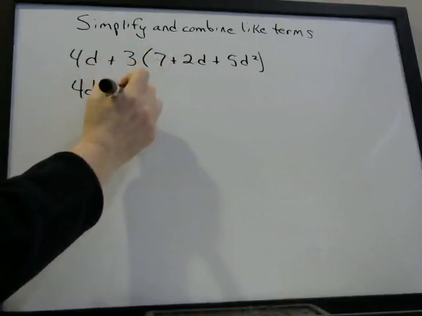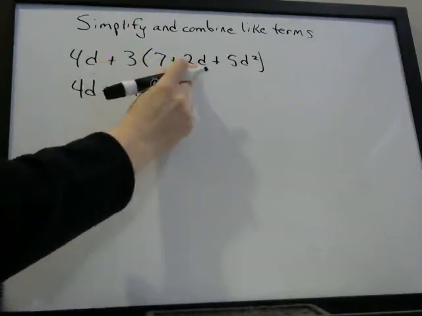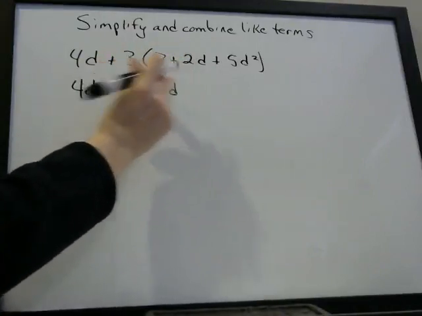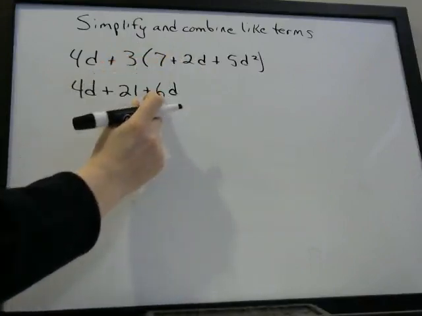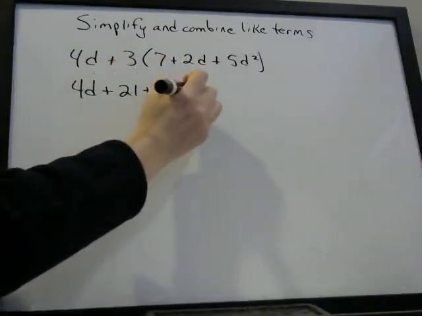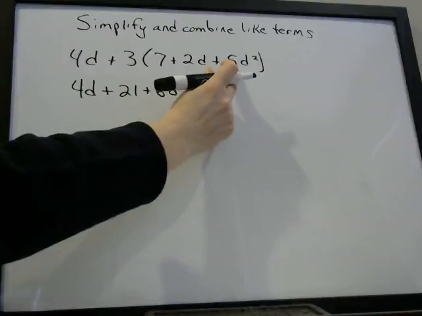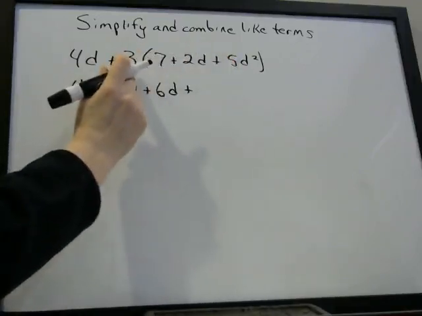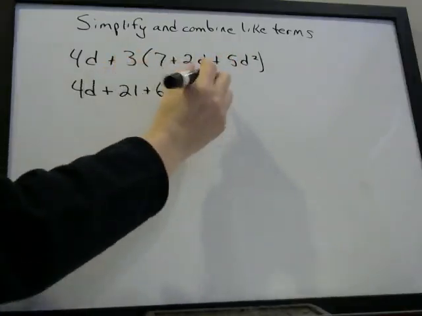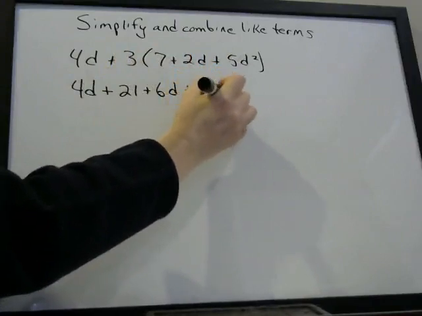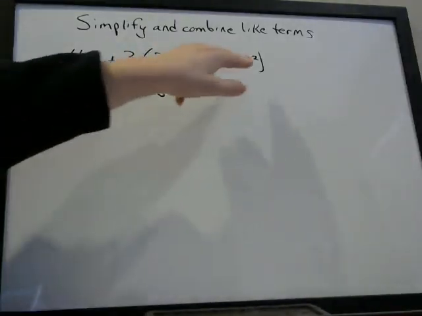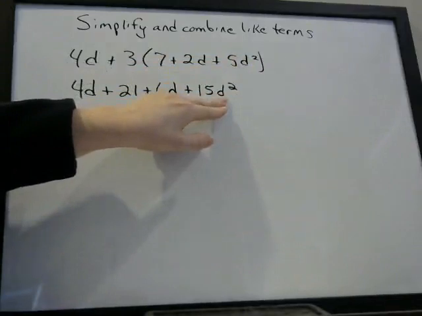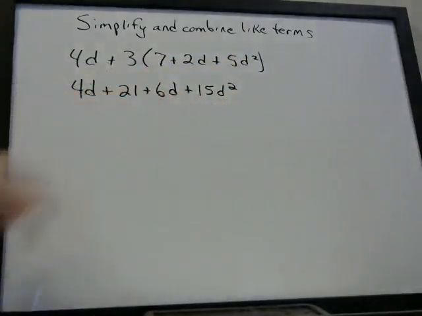3 times 7, 21. 3 times 2d is 6d. We're just taking 3 times 2 is 6 and keeping the d. 3 times 5d squared, we just again do the multiplication on the numbers. 3 times 5 is 15, and we just keep the d squared. We don't do anything with it, we just write it down again. We're going to put like terms together.